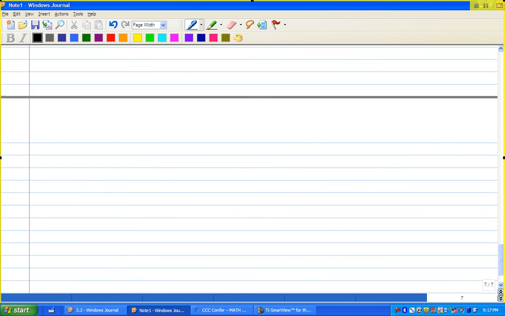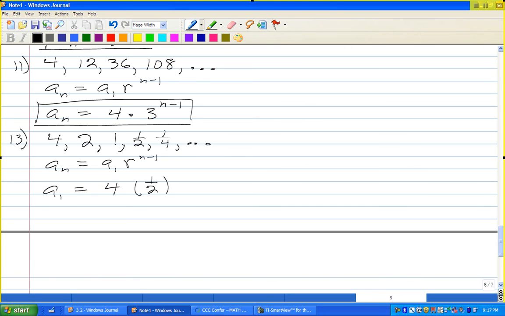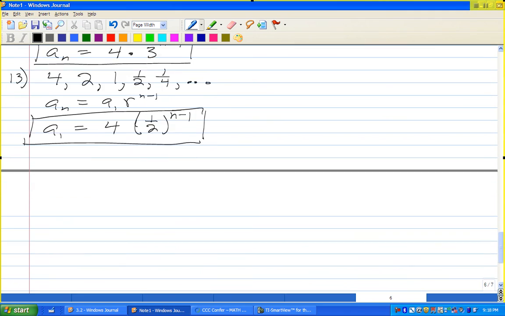13. 4, 2, 1, 1/2, 1/4. So again, a sub n is a sub 1 r to the n minus 1. So the first term is 4. The common ratio is 1/2 raised to the power n minus 1. And so that is the formula for the general term of this particular geometric sequence.